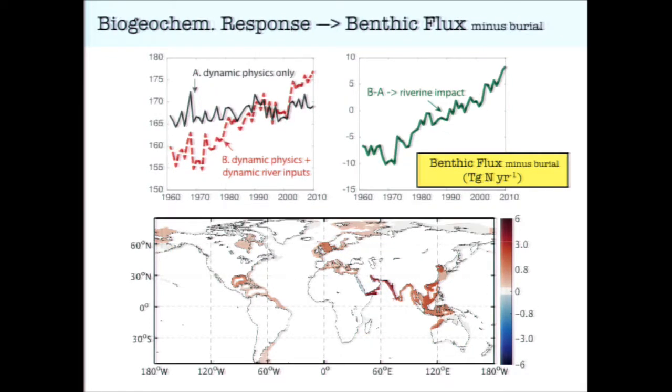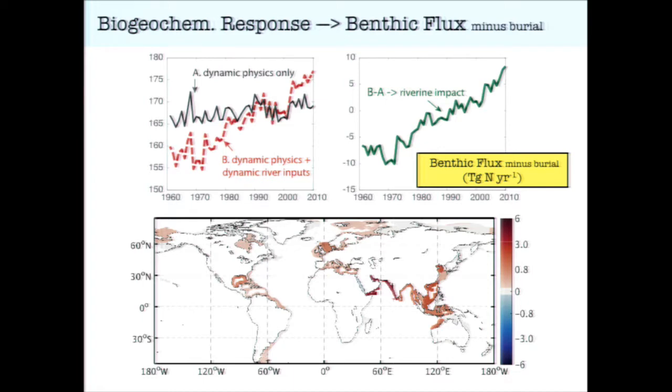And similarly, this is the benthic flux minus burial. I'm doing this because that represents the amount of organic nitrogen that needs to be respired at the bottom. This is very important in terms of considering coastal hypoxia. And we see a similar pattern of increasing oxygen demand in about half of the global systems.